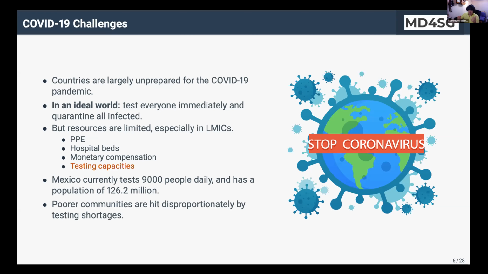And as an example, and I mentioned this example is Mexico, not just because I'm from Mexico, but also because we also have a working partnership with Mexican governments, which I'll talk about later. But to mention this issue, Mexico currently tests about 9,000 people daily, and there's a population of 126 million individuals. So this is roughly 7 people per 100,000. And so testing capacity is just extremely limited, and unfortunately, poor communities are hit disproportionately by testing shortages.